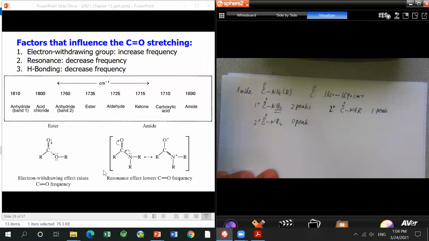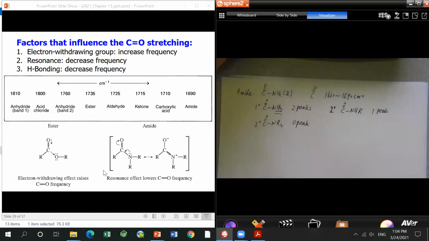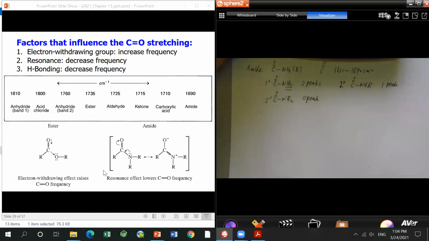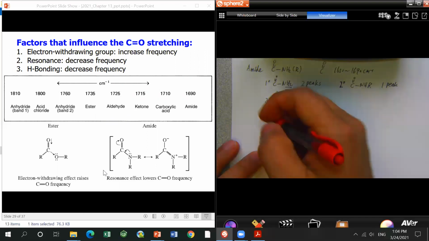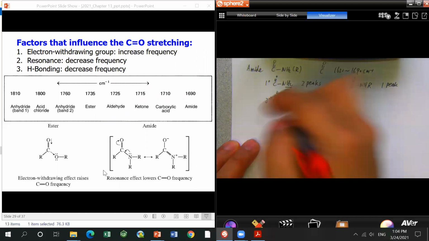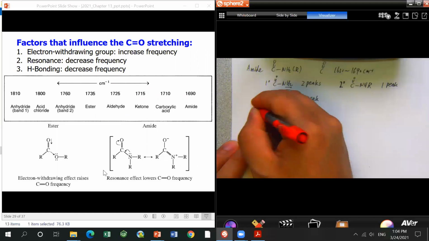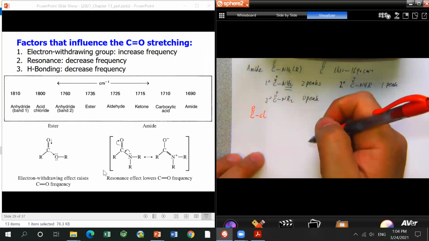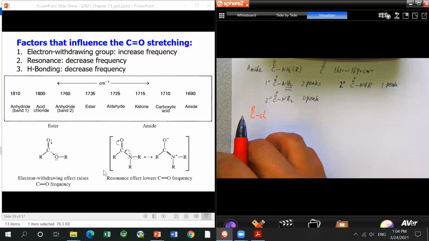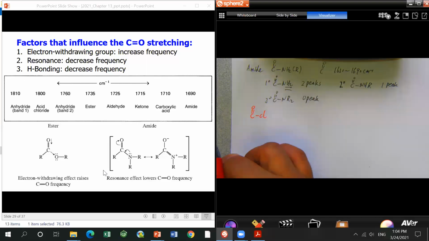All right, so we already cover a lot of the carbonyl compounds. You can see their carbonyl C=O stretching actually shows big differences. The highest one is pretty much the acid chloride, normally about 1800.